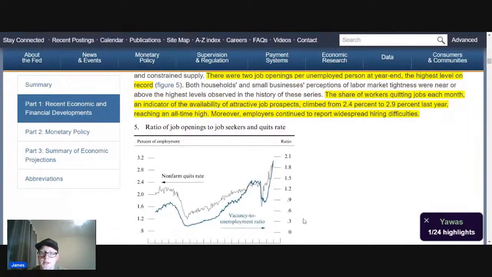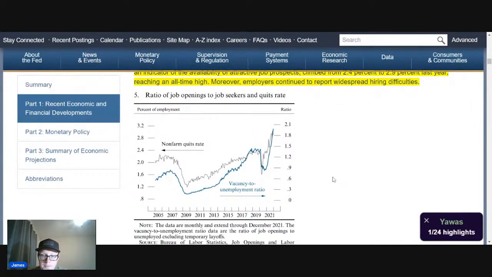But also quitting. So the share of workers quitting jobs each month, an indicator of the availability of attractive jobs, climbed from 2.4 to 2.9%, and this is an all-time high, right? So an all-time high in people quitting their jobs, which kind of makes sense considering all of the stimmy checks and everything else. And they go on later in here talking about people having excess savings and stuff like that later in the article, which we'll get into. So it's not that surprising. Probably other factors in there as well.